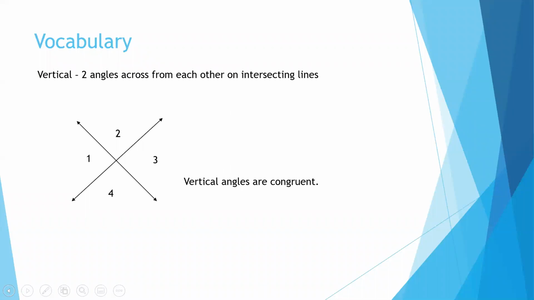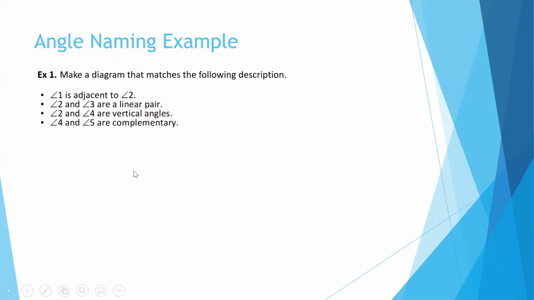Finally, we discussed vertical. Two angles across from each other on intersecting lines. So you see this intersection we have here with our various rays. Angle 2 and angle 4 are vertical, as well as angle 1 and angle 3 are vertical from each other. They also are congruent. Does everyone remember what congruent means? It means the same. So angle 2 and 4 are the same, and angle 1 and 3 are the same.